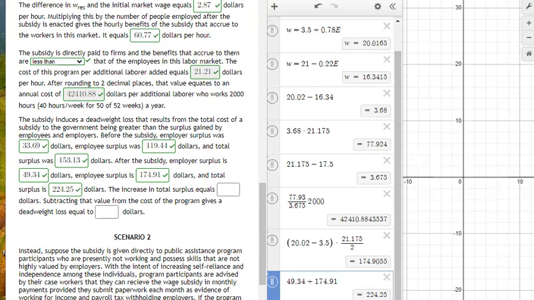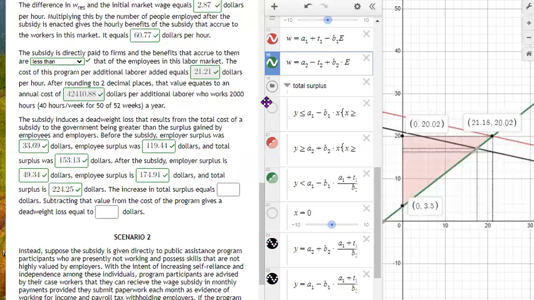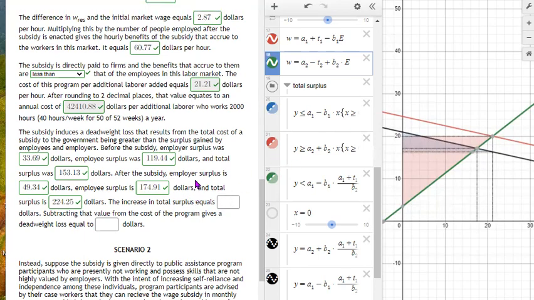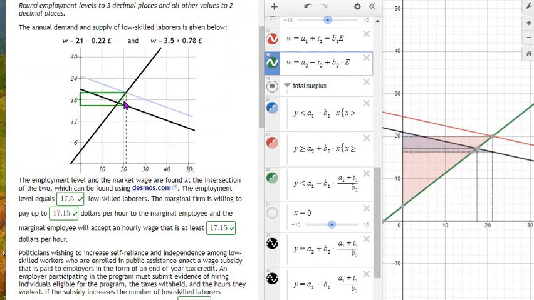Okay, let's go back to here. If I turn on the employer surplus, I had this overlap. I have this pink triangle and this blue triangle. You can see part of it here and part of it there, but the intersection of the pink and the blue is this purple region. That's the overlap, the intersection. So the increase in total surplus is this funky thing here. This right here is the increase in total surplus.